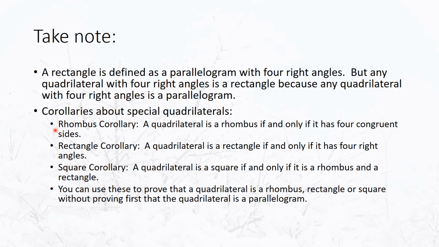So the corollaries about special quadrilaterals are the following. Rhombus corollary: a quadrilateral is a rhombus if and only if it has four congruent sides. Rectangle corollary: a quadrilateral is a rectangle if and only if it has four right angles. Square corollary: a quadrilateral is a square if and only if it is a rhombus and a rectangle. We can use these to prove that a quadrilateral is a rhombus, rectangle, or square without first proving that the quadrilateral is a parallelogram.